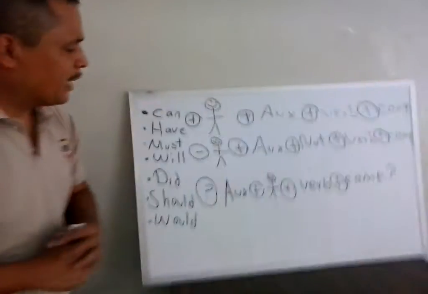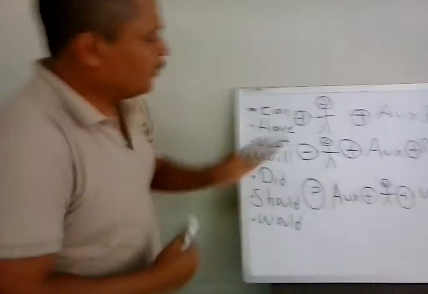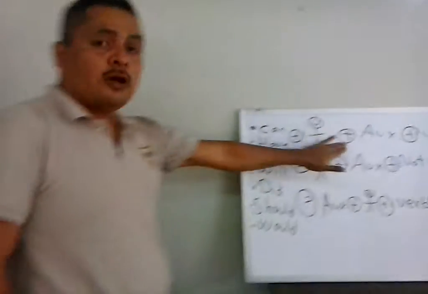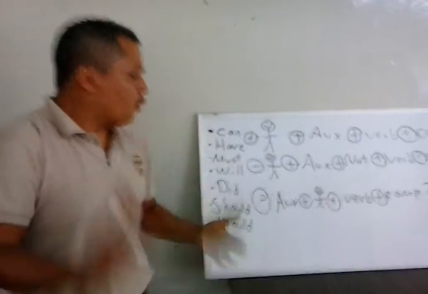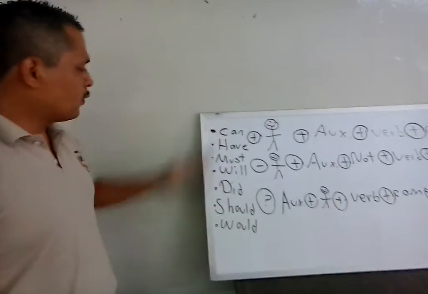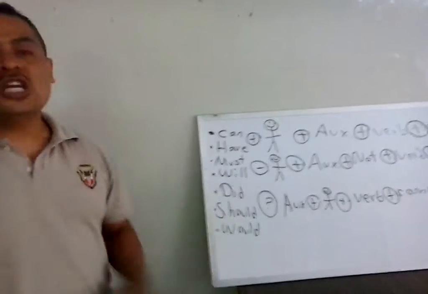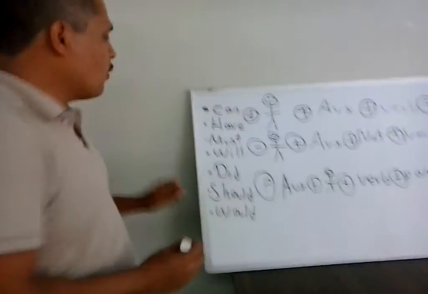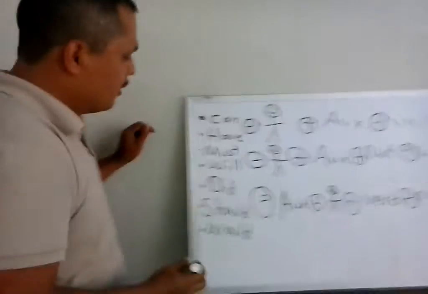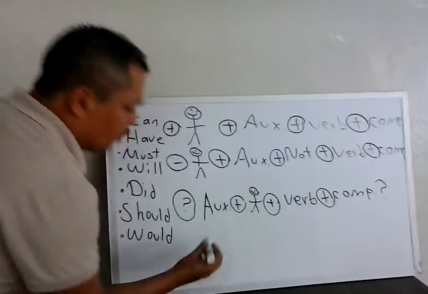To continue with the topic, it's easy to work with the forms. If you know the forms, you can work with auxiliaries. The auxiliary is not a problem. The form is the same. The auxiliary changes. For example, if I want to make a sentence with can, it's easy with a subject.